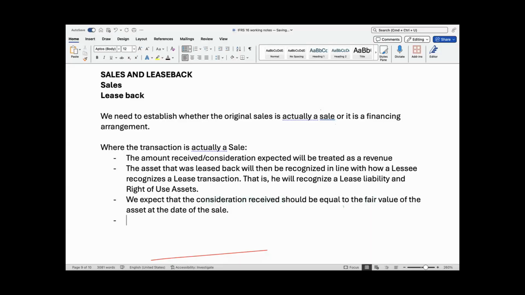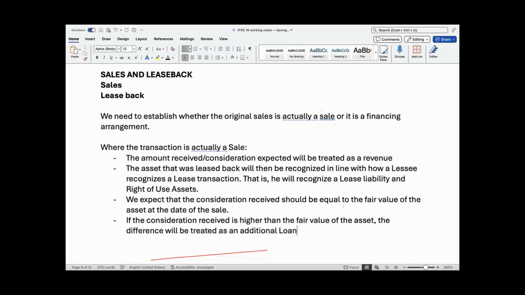In the exam, you might find out that they might not be the same. So if the consideration received is higher than the fair value of the assets, the difference will be treated as, you are going to see that as an additional loan.